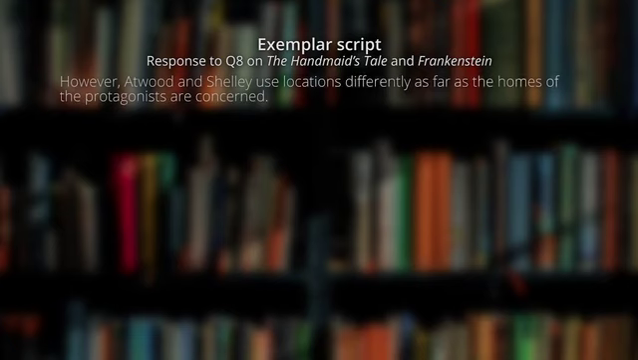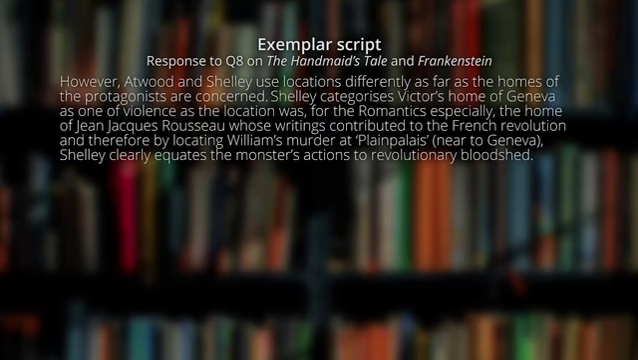However, Atwood and Shelley use locations differently as far as the homes of the protagonists are concerned. Shelley categorises Victor's home of Geneva as one of violence, as the location was, for the Romantics especially, the home of Jean-Jacques Rousseau, whose writings contributed to the French Revolution, and therefore by locating William's murder at Plainpalais, near to Geneva, Shelley clearly equates the monster's actions to revolutionary bloodshed.